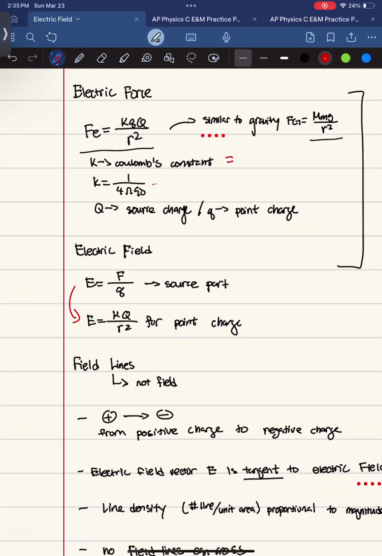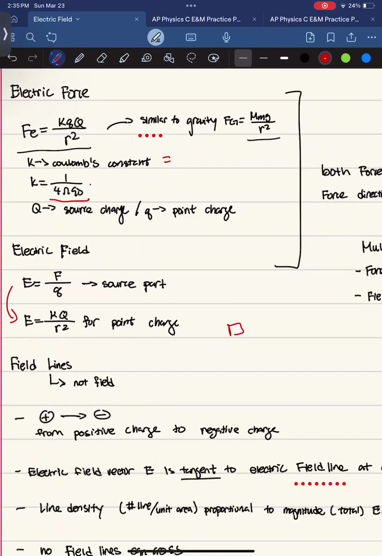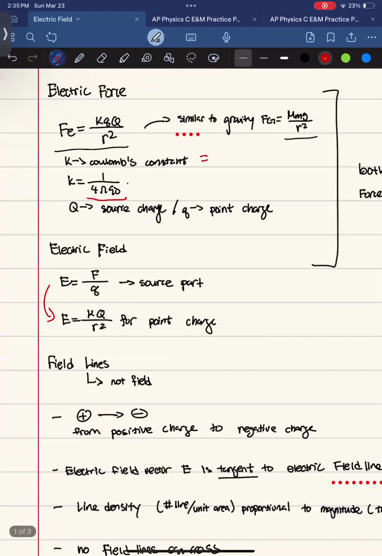It can also sometimes be written in this form. What's most important is that big Q signifies the source charge and small q signifies the point charge. So if we have a source here with a charge of maybe big Q, and a point here, this source is going to be affecting this point charge with a charge of small q, plus or negative. Just remember that, because when we talk about electric fields, we're going to be using the source charge.